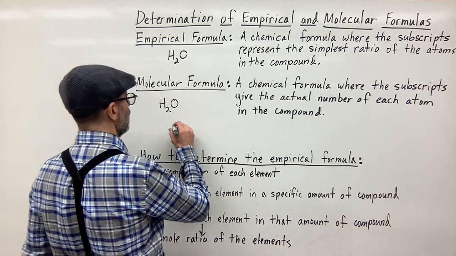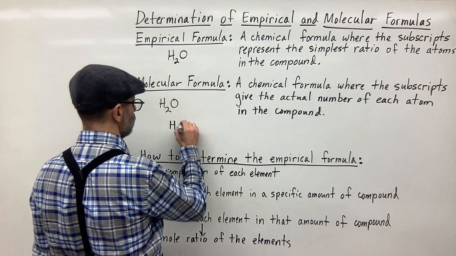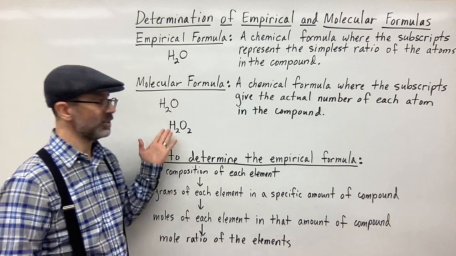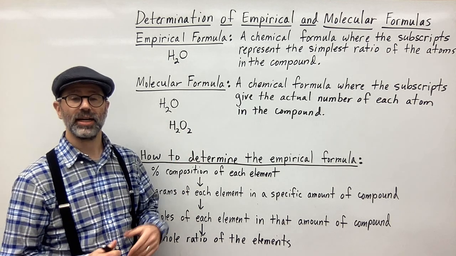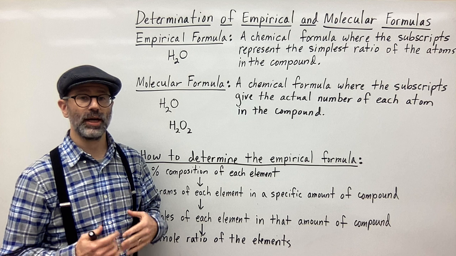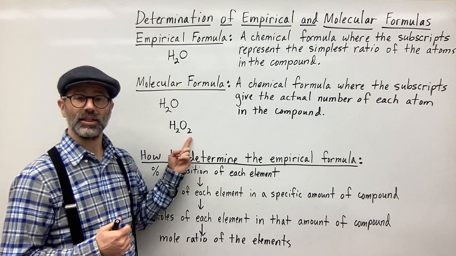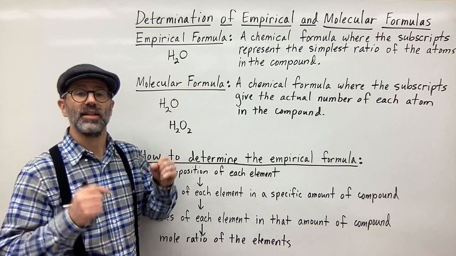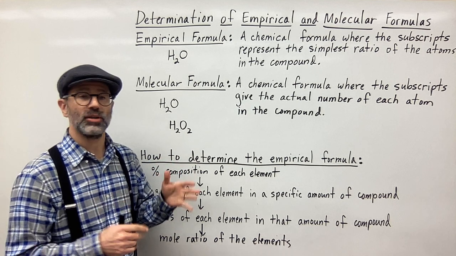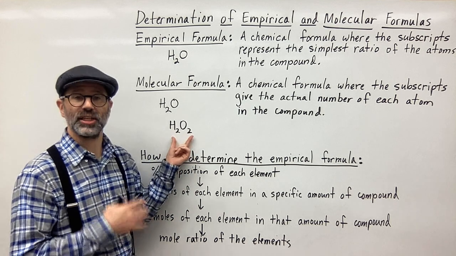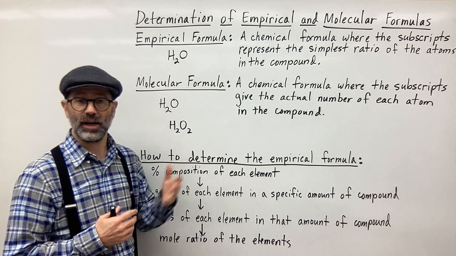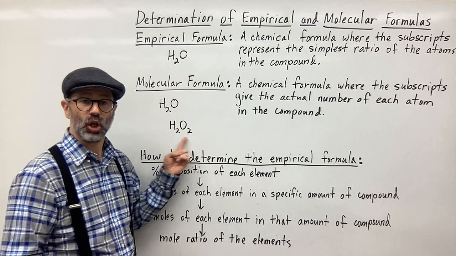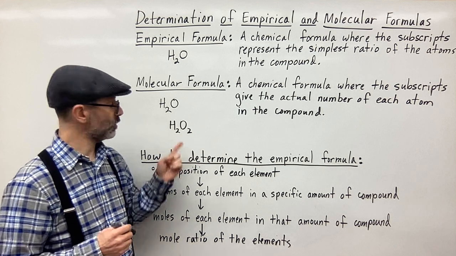Now, we can use a different example. So if we take H2O2, that's hydrogen peroxide. So this is the molecular formula of hydrogen peroxide. Every hydrogen peroxide molecule has two hydrogens and two oxygens in the molecule, right? These are the actual numbers of the atoms of hydrogen and oxygen in a molecule of hydrogen peroxide. But this is not the lowest whole number ratio for this molecule.